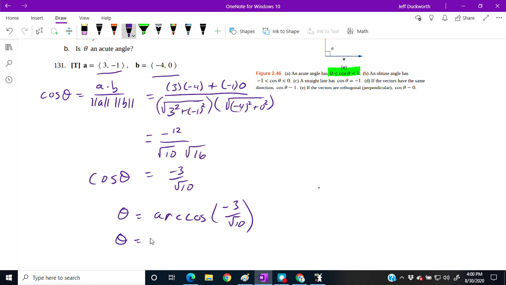So theta is 2.82. So the second part, is this acute? So if our theta is 2.82 radians, that is going to certainly be bigger than pi by 2, which is 1.5-ish, something like that. So this is not acute.